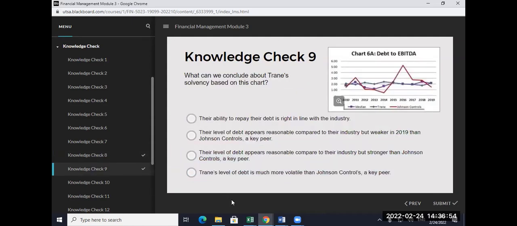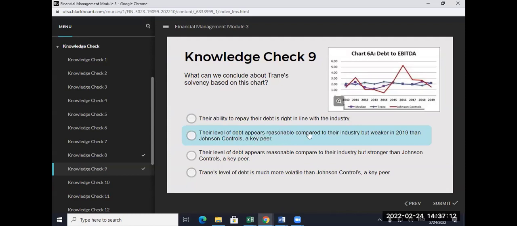Let's try 9. Now this is debt to EBITDA. The first one was times interest earned, this is debt to EBITDA. What can we conclude about Trane's solvency? A: Their ability to repay their debt is right in line with the industry. Trane is the blue, the industry is purple.